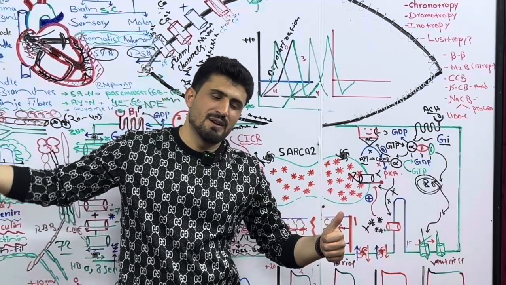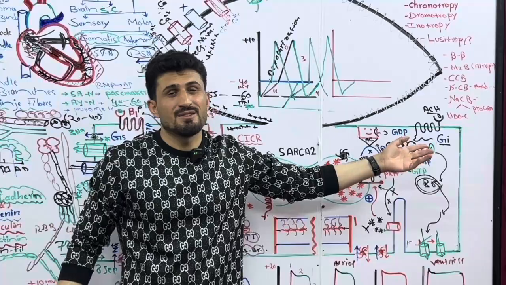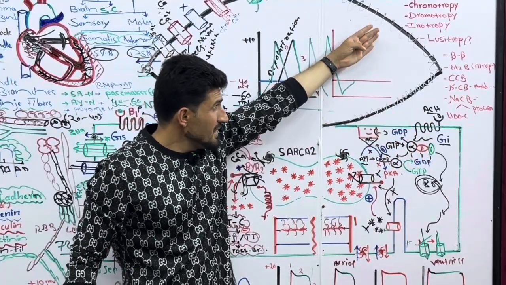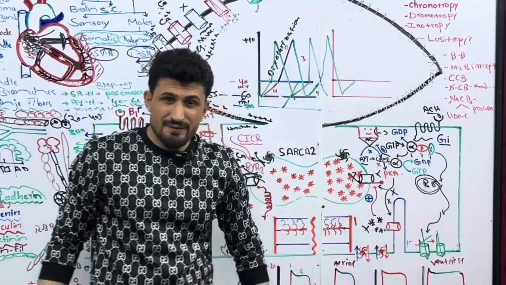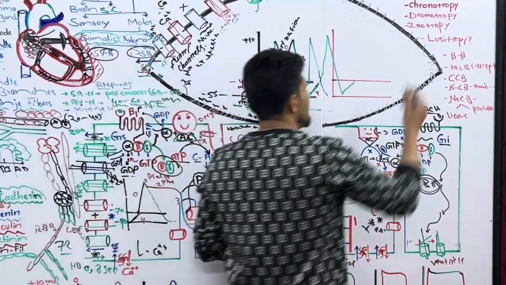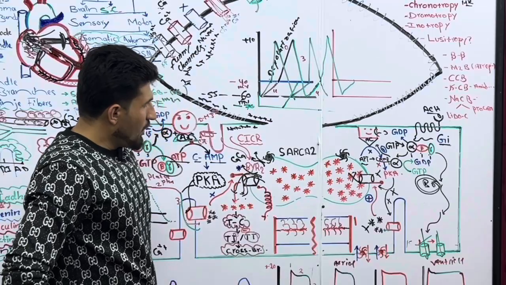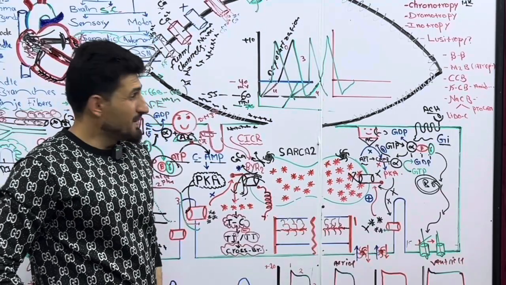So the sympathetic nervous system's effect on the heart causes positive inotropy, positive chronotropy, positive dromotropy. The parasympathetic nervous system's effects on the heart cause negative dromotropy and negative chronotropy, or decrease the heart rate. Got it? This is heart rate, I think. Okay, now these were all about the effects of the sympathetic and parasympathetic nervous systems on the heart.